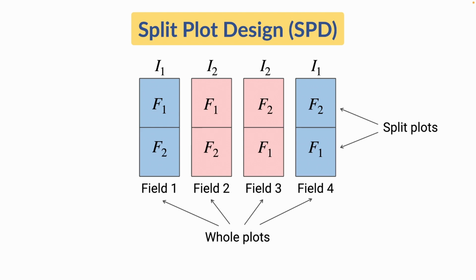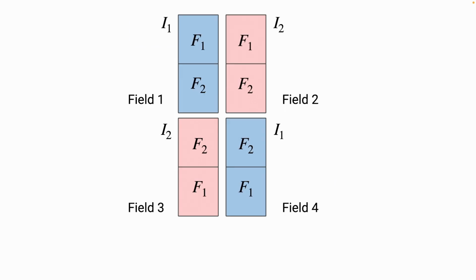In this example, whole plots are arranged in one row. You also can see whole plots or fields are organized in rows and columns. For example, in this case, we have two rows and two columns.